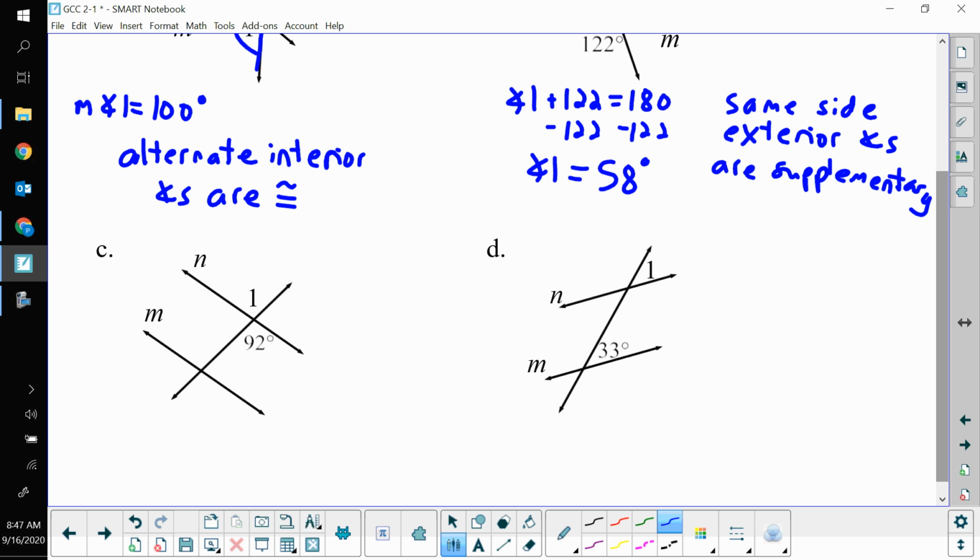So the next one is not from parallel lines, but they're vertical angles. Vertical angles are formed when lines crisscross. The two angles that are not next to each other are considered vertical. So those would be vertical, and these would be vertical as well. Well, vertical angles are always equal. So angle 1 is just going to equal 92 degrees, and we can say vertical angles are congruent. Again, you can use your abbreviation for angles, your abbreviation for congruent.